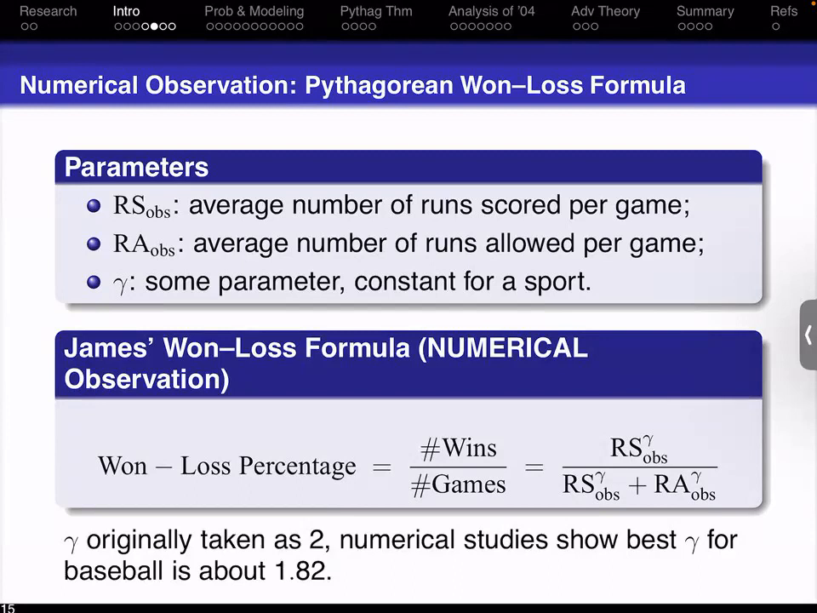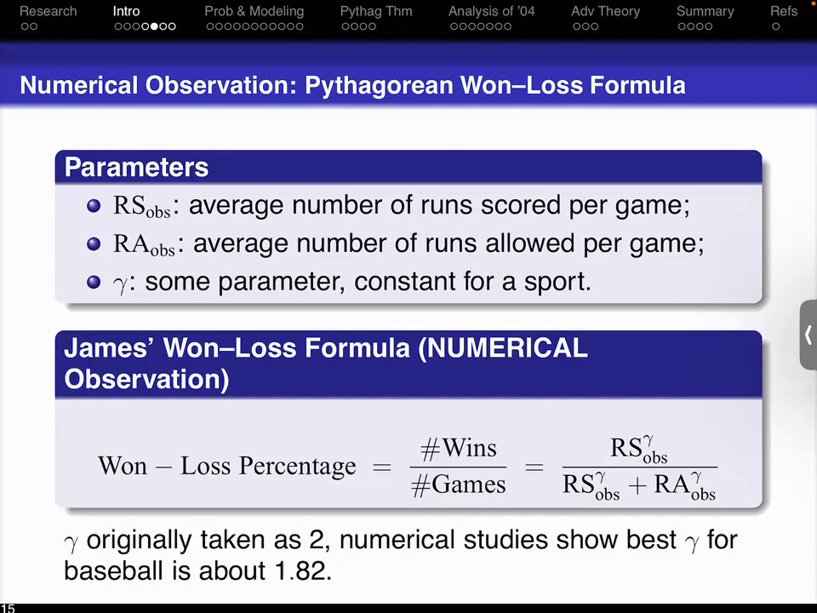Does anybody know why he called this the Pythagorean win-loss formula? So we had runs scored squared over runs scored squared plus runs allowed squared. Any thoughts as to why? Yes. It looks like the Pythagorean theorem from geometry. You have a sum of squares down below. It has nothing to do with triangles, but it's a good name. And for a lot of things, coming up with a good name for something is extremely valuable. The name stuck. So originally they took gamma to be about 2. We'll see later around 1.8 is a little bit better. Depending on the error, you're going to get slightly different values of gamma.